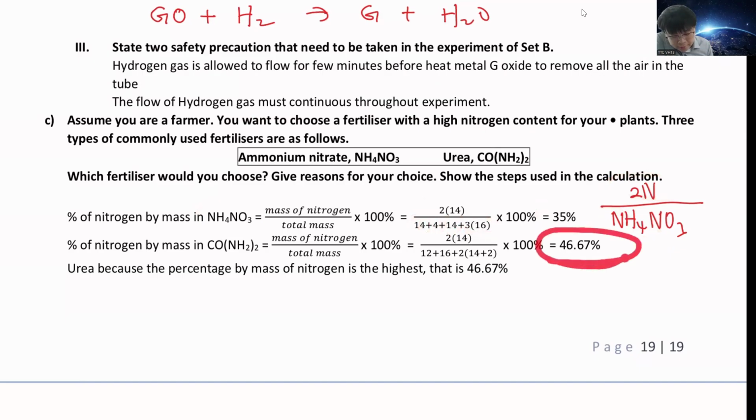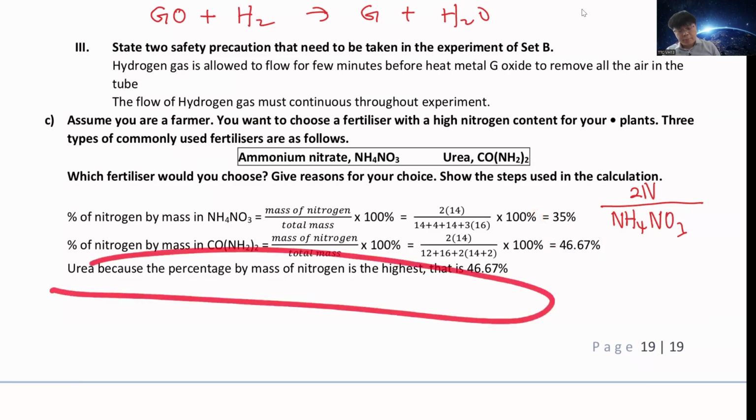Whichever has the higher percentage of nitrogen is the better fertilizer. Because imagine now I buy 100 kg of the fertilizer. The purpose of the fertilizer is the nitrogen, because plants are unable to absorb nitrogen directly from the atmosphere. So they need the fertilizer. So 100 kg has 46 kg of nitrogen. This one is 35 kg. Of course, the urea is the better one.